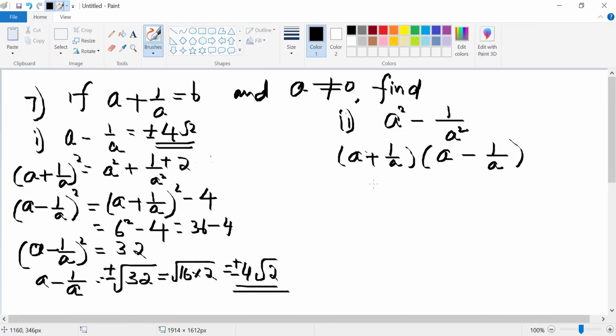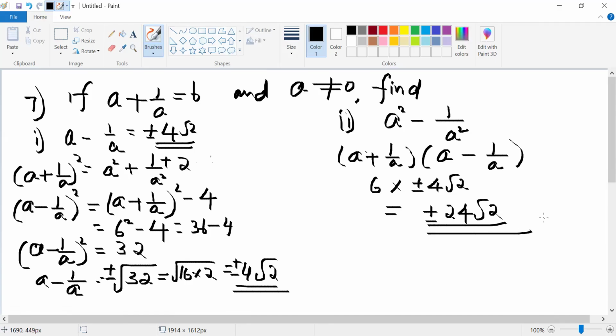So 6 into plus or minus 4 root 2. So we can put plus or minus 4 root 2. So 6 into 4 is 24. So plus or minus 24 root 2. This is the answer. Clear?